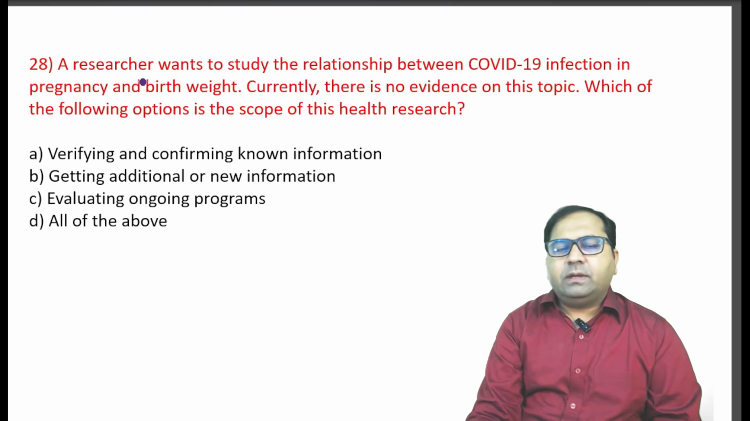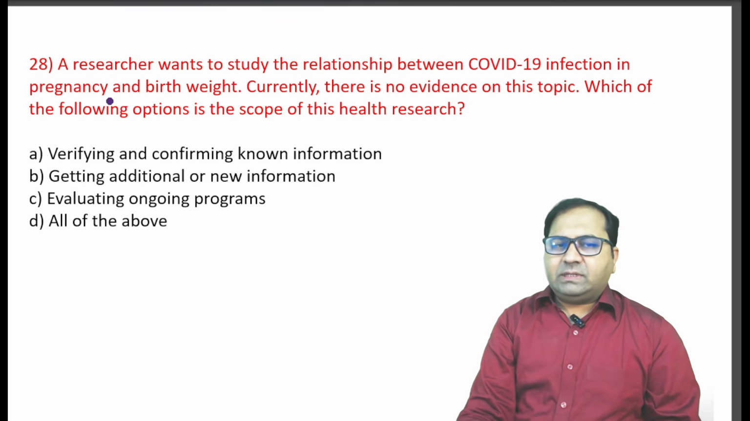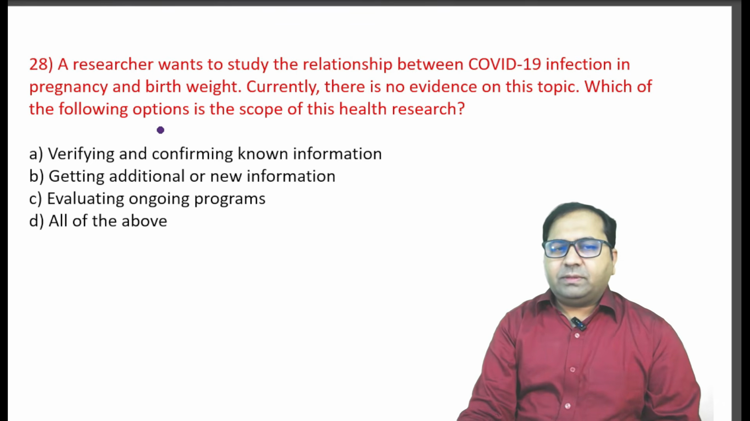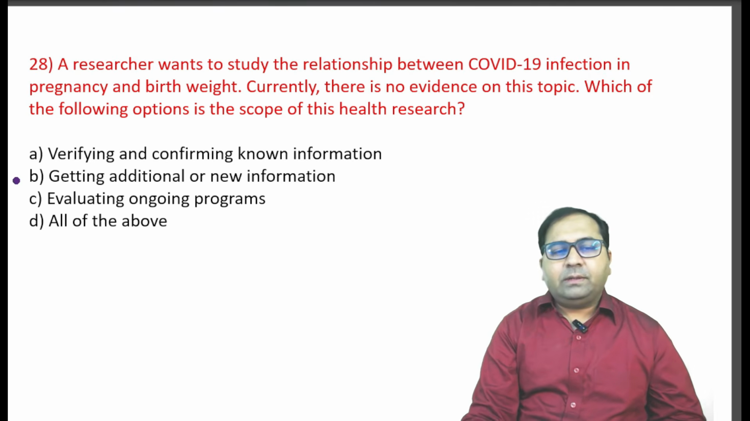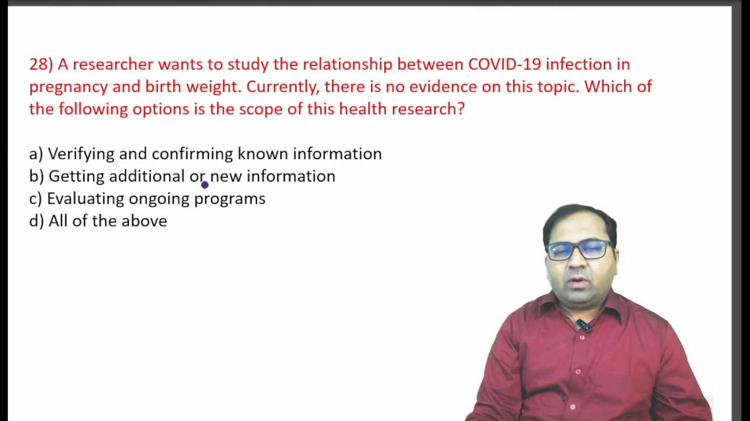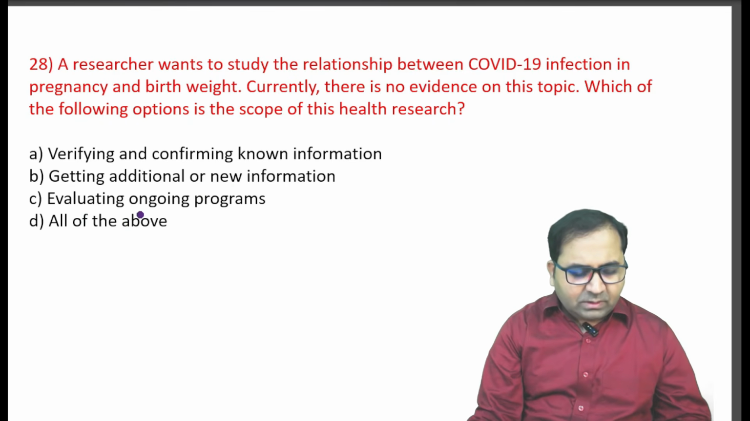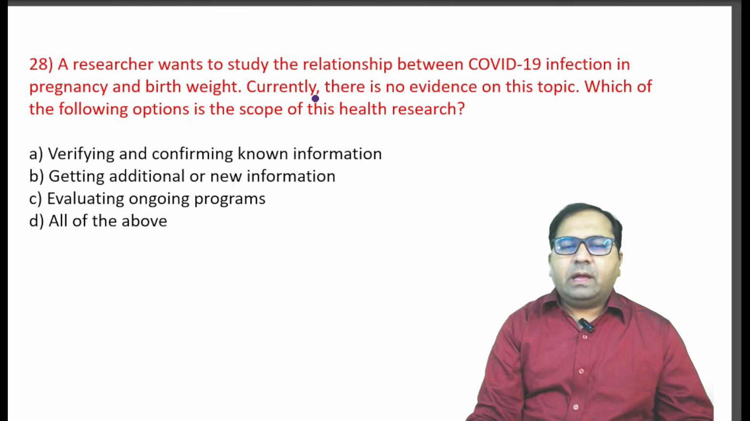Next question. A researcher wants to study the relationship between COVID-19 infection in pregnancy and birth weight. Currently, there is no evidence on this topic. So, which of the following options is the scope of this health research? The options are A, verifying and confirming the known information, B, getting additional or new information, C, evaluating the ongoing programs, or D, all of the above. So currently, as there is no evidence on this topic, which of the following options is the scope?